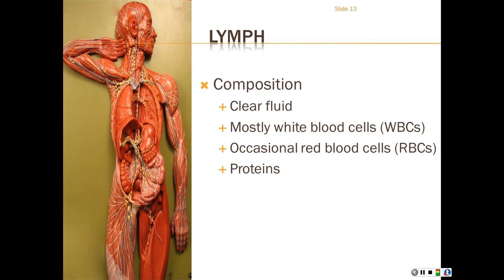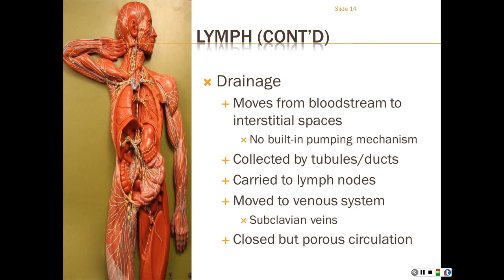Lymph is composed of clear fluid. It's mostly white blood cells, occasionally red blood cells, and proteins. The drainage is from the bloodstream to the interstitial spaces. There's no built-in pumping mechanism in the lymphatic system itself. What pumps it is the muscles contracting around it. So if those muscles have been debrided, then it's going to have problems contracting to be able to bring that lymph back to the heart or to the kidneys in order to be pumped out.